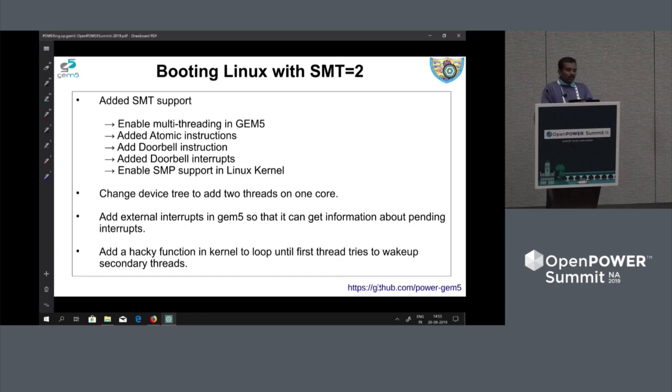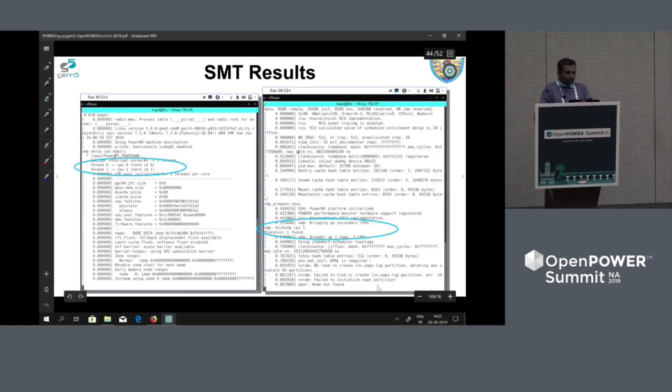One of the interrupts required to simulate simultaneous multithreading was the doorbell interrupt, and we put in the doorbell instruction and support for the doorbell interrupt also. Importantly, we had added the atomic instructions. So at this point, we were able to run the SMP kernel, and we undid all the changes that we had done to the Linux kernel, and a few hacks.